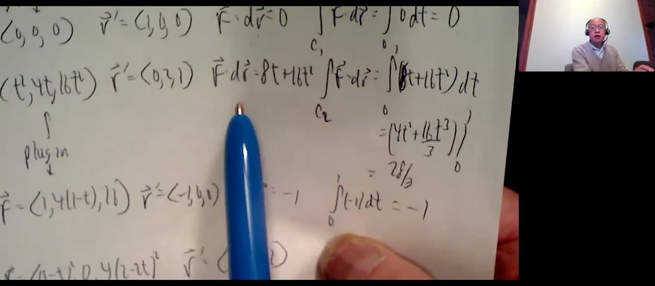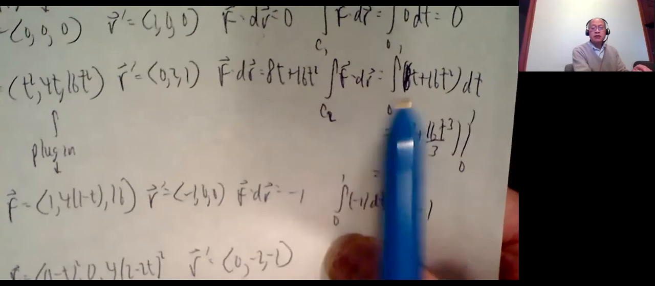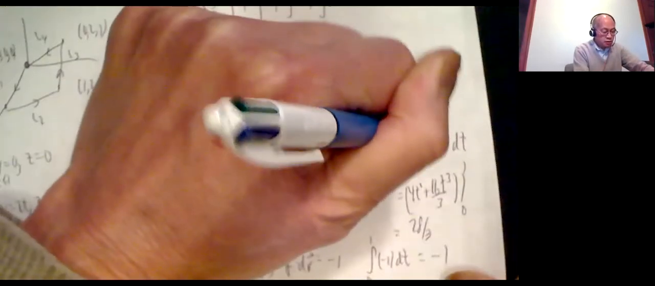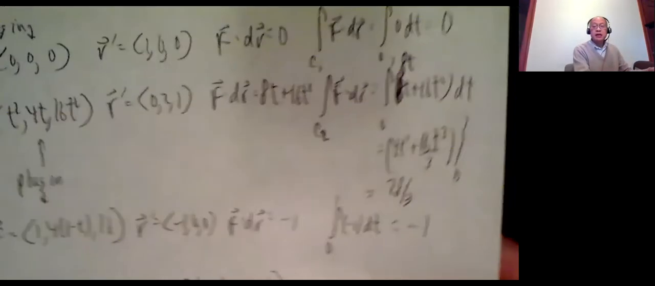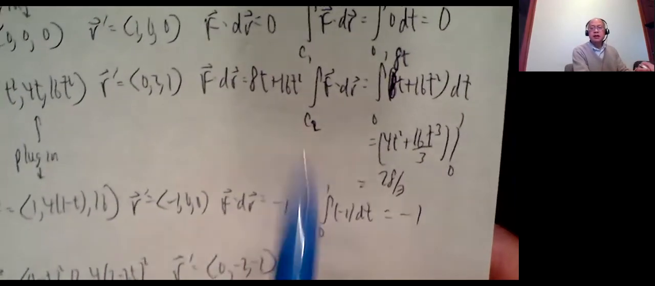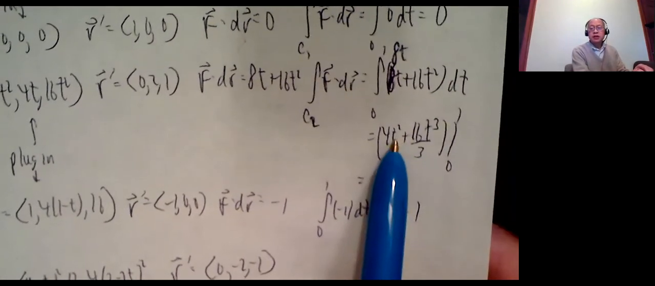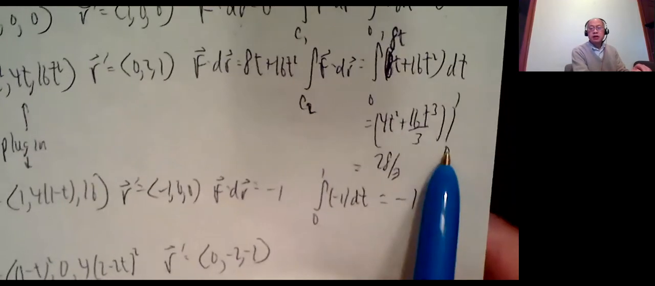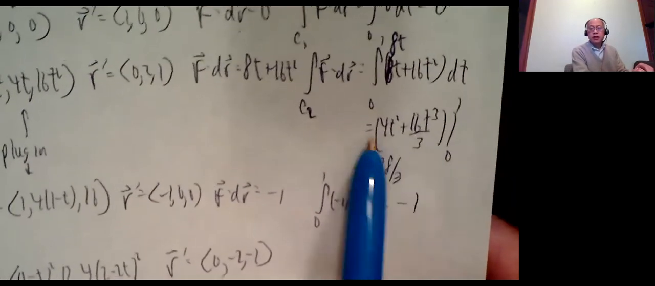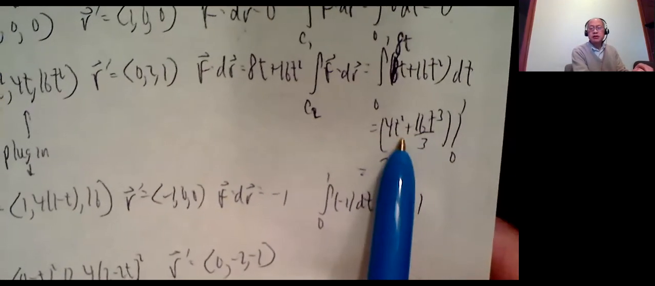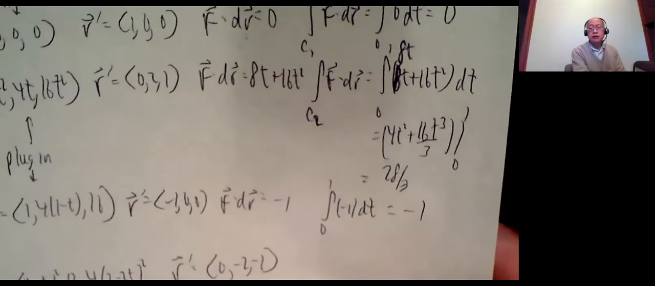So I take the integral of f dot dr, which is 8t, that's an 8 there, sorry, 8t plus 16t squared dt. The integral of 8t is 4t squared plus 16t cubed over 3. Plug in 0, you get 0. Plug in 1, it's 4 plus 16 thirds, 28 over 3.